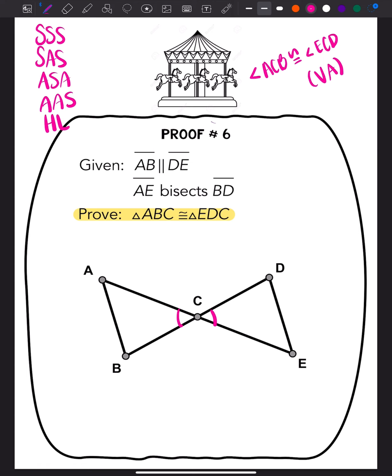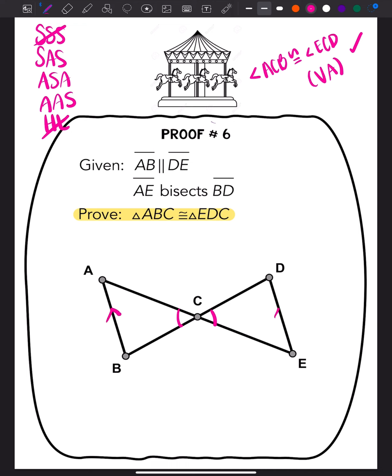And I'm looking at this diagram and I'm looking at my given and I don't really see any right triangles or right angles. So I'm going to get rid of HL. And now that I see that the 2 vertical angles are a part of my triangles, I'm probably going to get rid of side, side, side because I think I want to use these 2 angles. So I have an angle already, so I need to get some more stuff. So what they told me is that AB is parallel to DE.